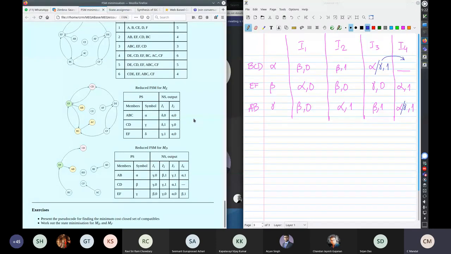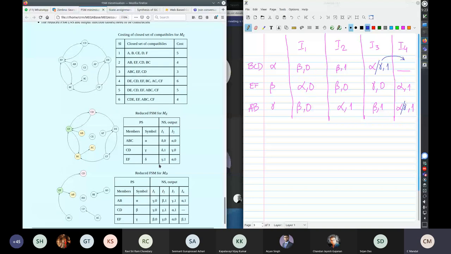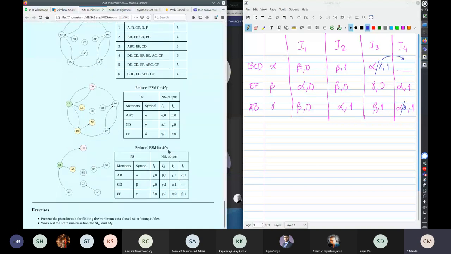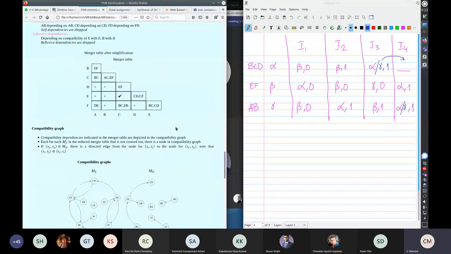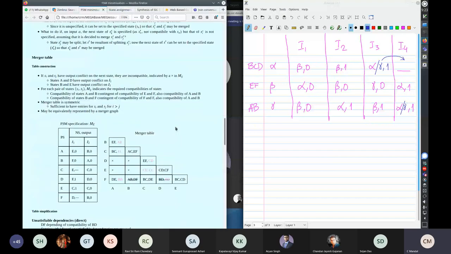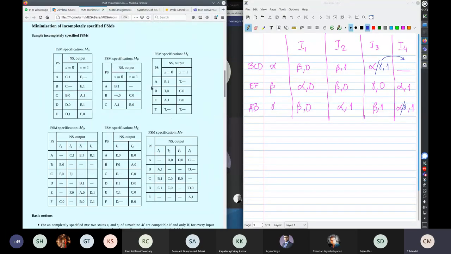Over here we have given implementations for ME and MD. I think you should try to do as many examples as you can. Of course, do all of these, and maybe some other examples also. All right, so that is about the minimization of incompletely specified FSMs.